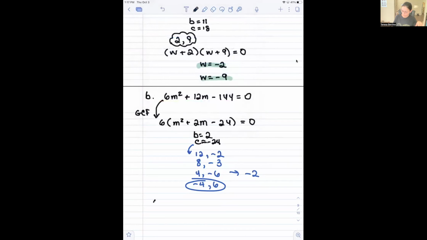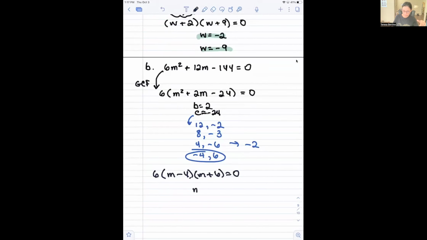So then I would have 6 multiplied by m minus 4 multiplied by m plus 6 equal to 0. And this happens if m is 4. And it also happens if m is negative 6, okay?